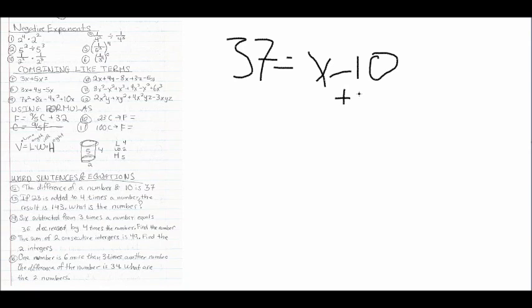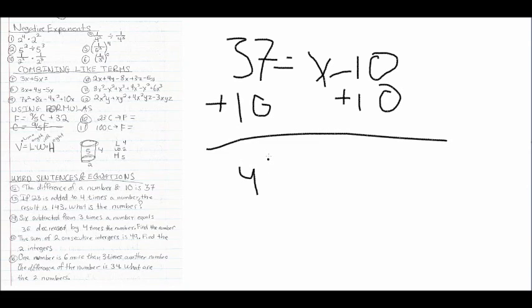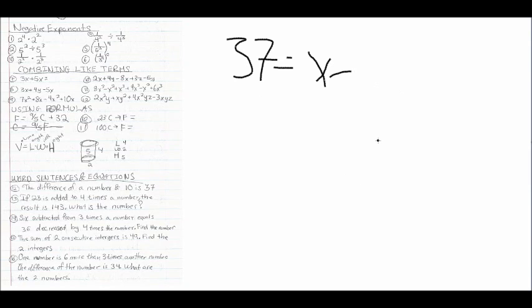to solve the problem. So we could rewrite it as this, maybe x minus 10, which may be a little bit easier for us to visualize. So we add 10 to both sides, and the answer we get is 47 equals x. So the answer, or that unknown number, is 47.